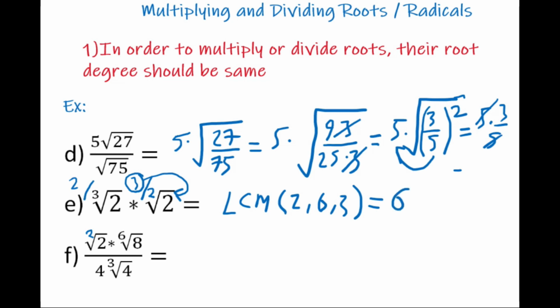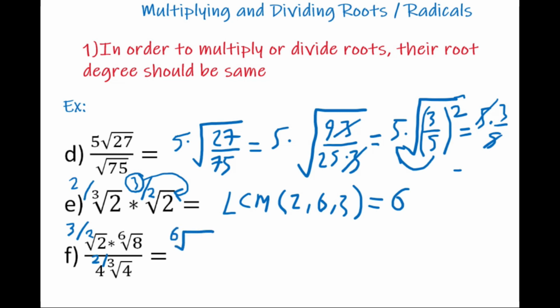So if you look at the first term in the numerator part, the square root of 2, because the root degree is 2, I need to expand this degree by 3 to make it 6th as a root degree. In the second term, we already have 6th roots, so I'm not going to touch it. And if I look at the last term, the denominator part, we have 3 as a root degree, so I'm going to expand this root degree by 2. Once you do those, let's see what we're going to have.